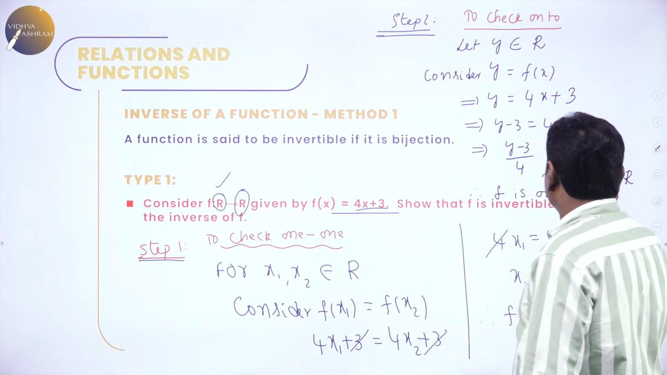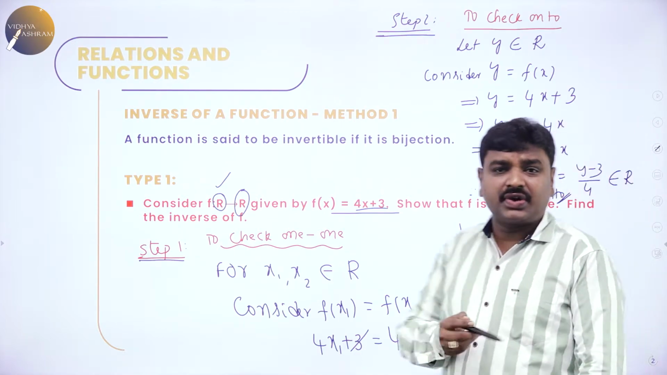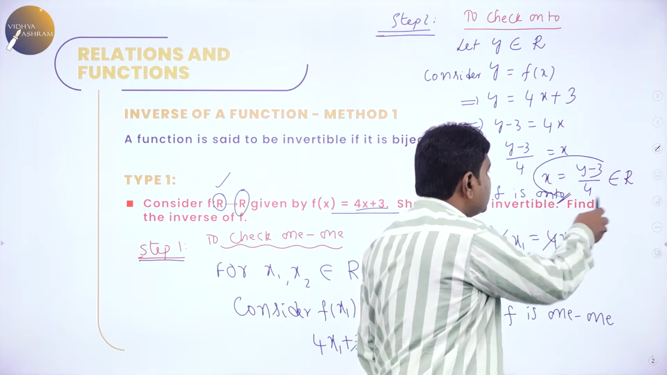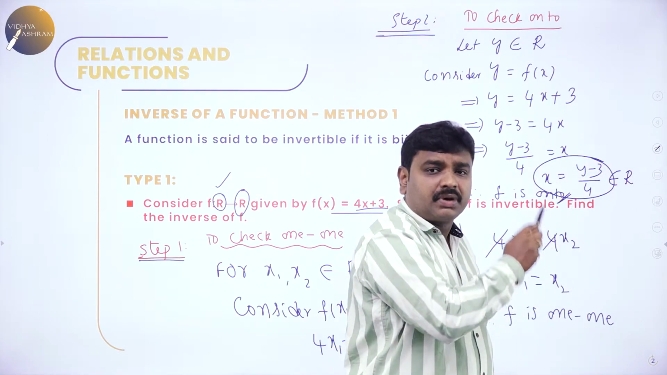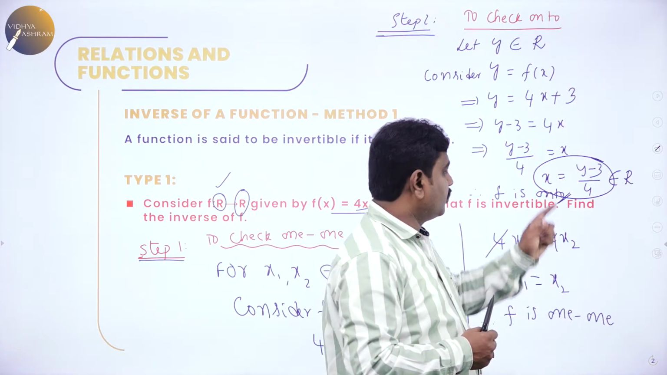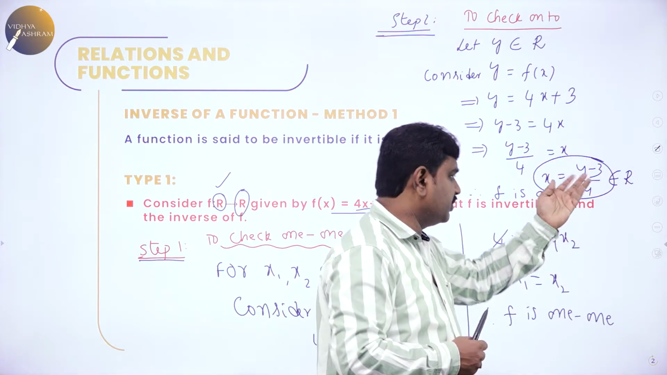See here, the x value whatever you got. What is the x value we got here? Y minus 3 by 4. So this itself is f inverse of y actually, but I'll teach you how to rearrange and get the inverse. So whatever x value we got, y minus 3 by 4 belongs to R. This is f inverse of y. So later we'll discuss that also.